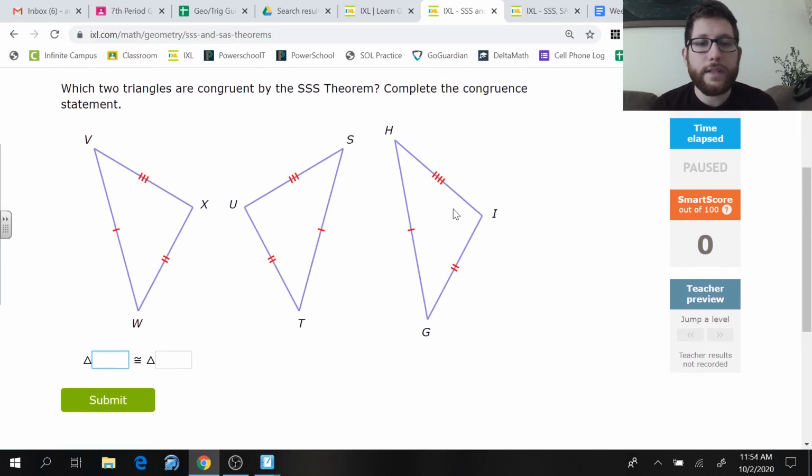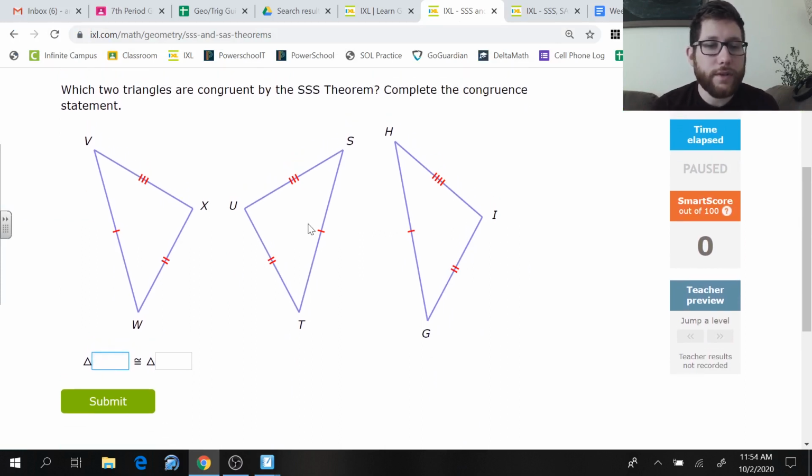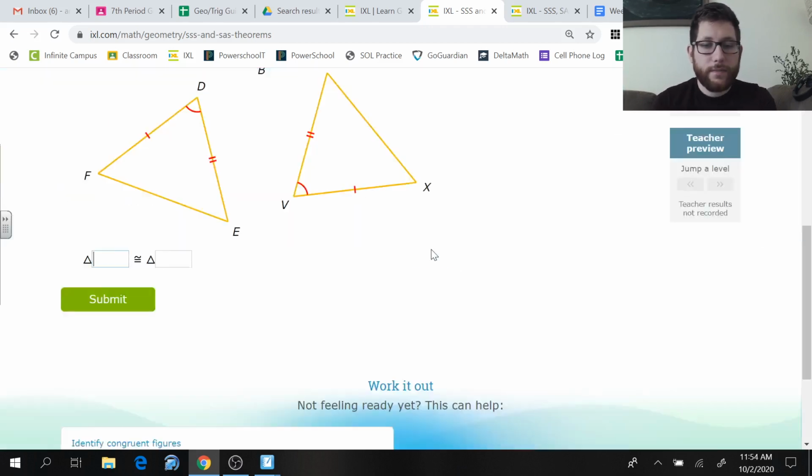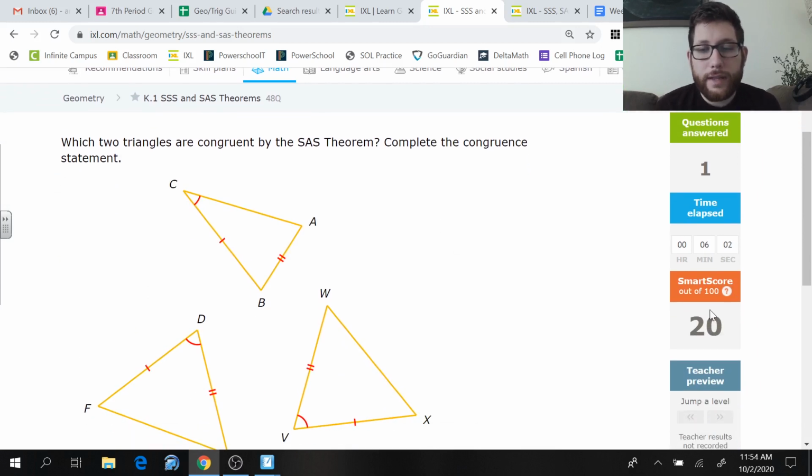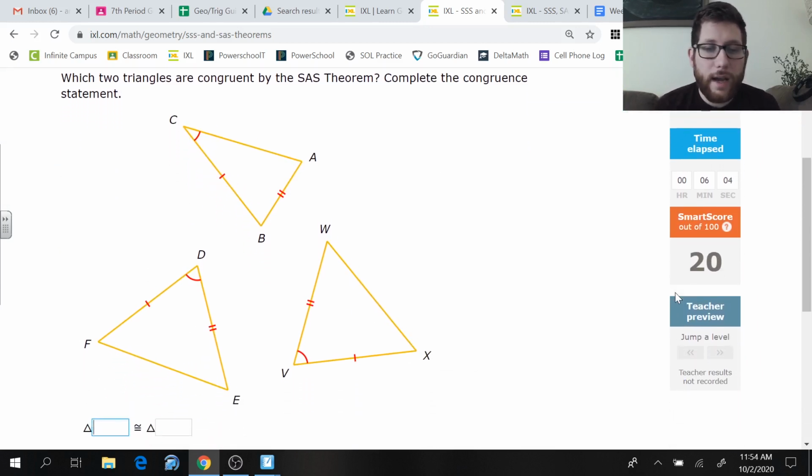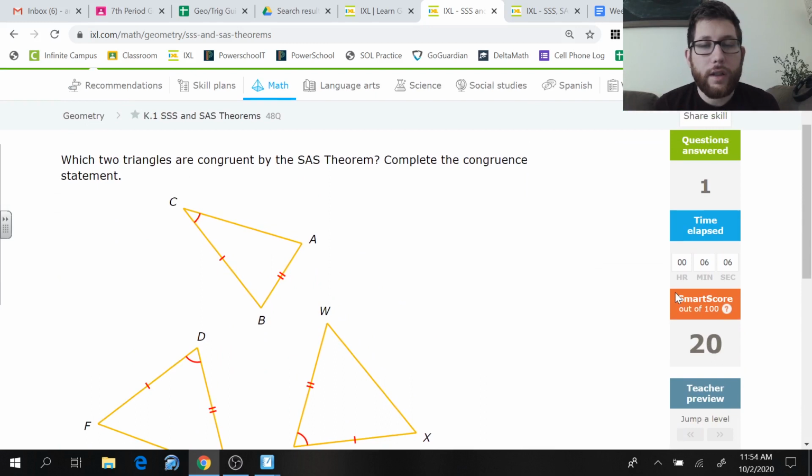A lot of this is about getting the letters in the right order. So it's pretty obvious that these are the 2 triangles congruent. The first triangle doesn't matter how you put the letters in. The second triangle, you just need to match up the letters. So W here is going to match with T, X is going to match with U, and then V matches with S. Notice you get double points on this, so it's not going to take long to get to 100. A lot of it's just about matching the letters up correctly.